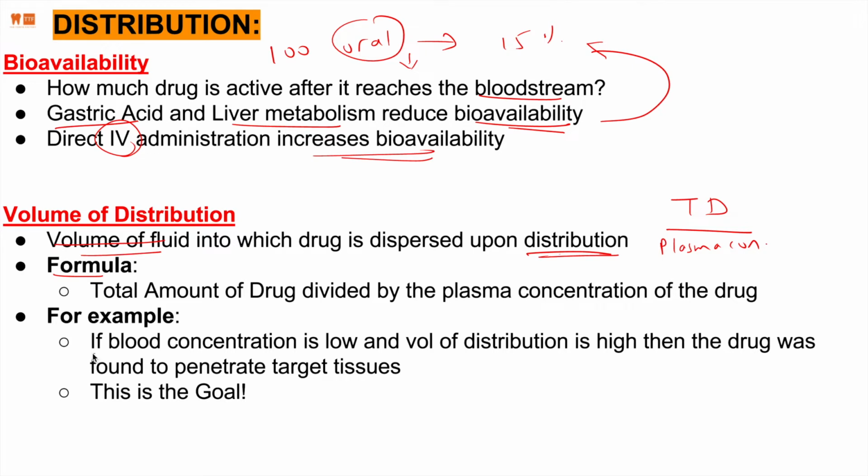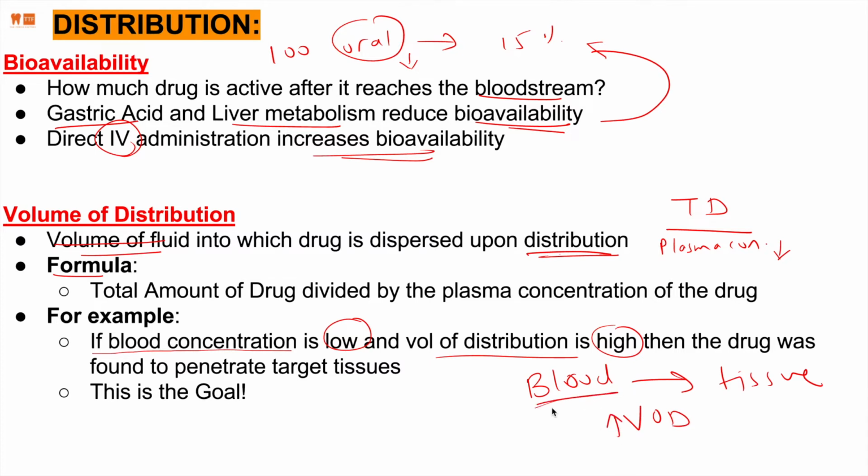For example, if blood concentration is low and volume of distribution is high, then the drug was found to penetrate target tissues, right? If, for example, the concentration was low, but still the volume of distribution is high, that just means that the drug went into the target tissue. We want it out of the blood, blood to tissue. If the volume of distribution was high, then everything from the blood went into the tissues, and now it's all in the tissue and blood concentration is low.